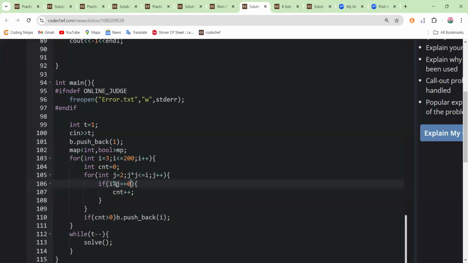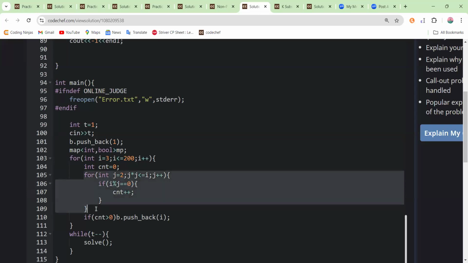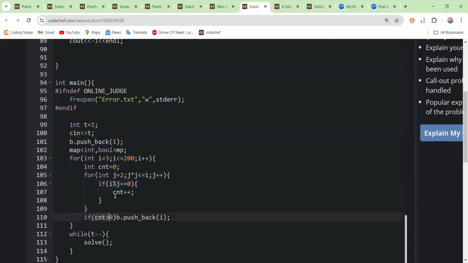So if j divides i, I simply increment the value of count, meaning I have got a divisor of i. At the end, if my count is greater than 0, this means that i has at least one divisor that lies from 2 to i minus 1. So in my B, I will push back i, because i is now a composite number. Vector B stores all the composite numbers.